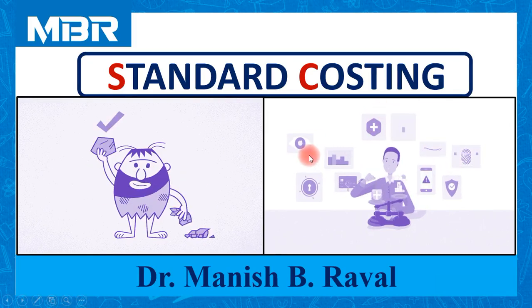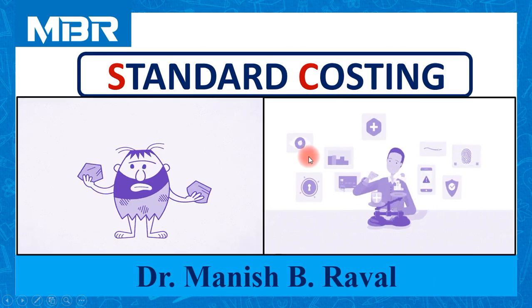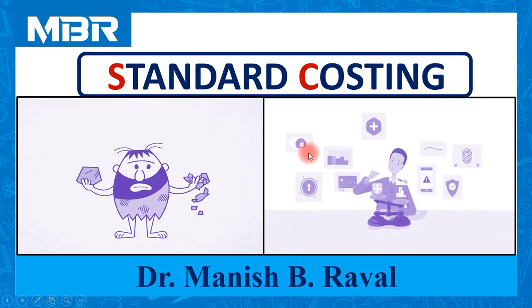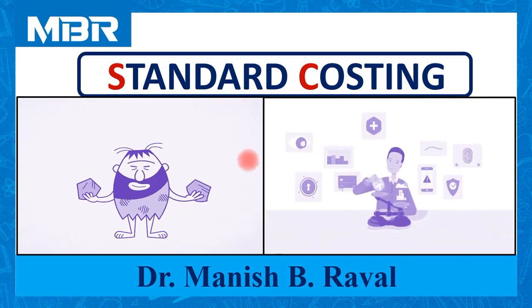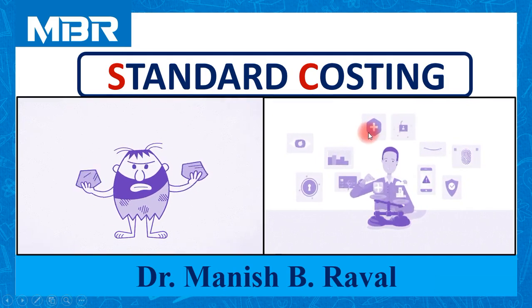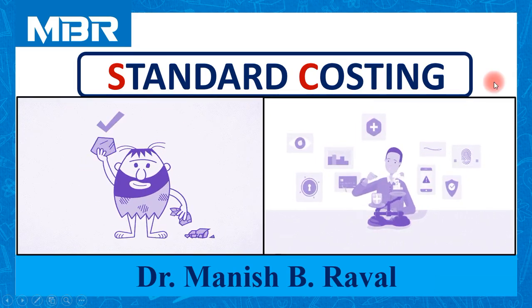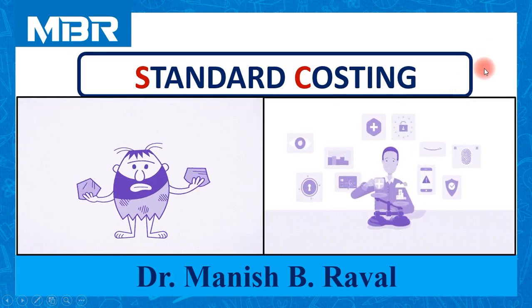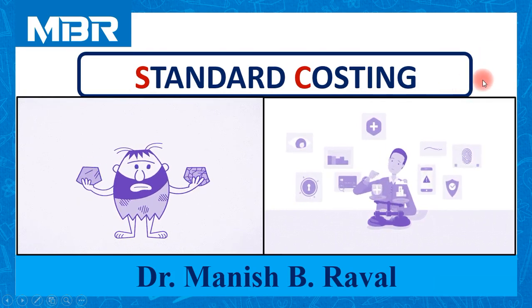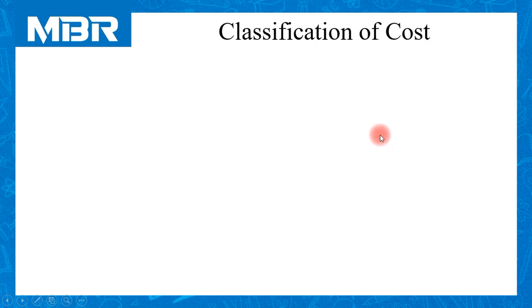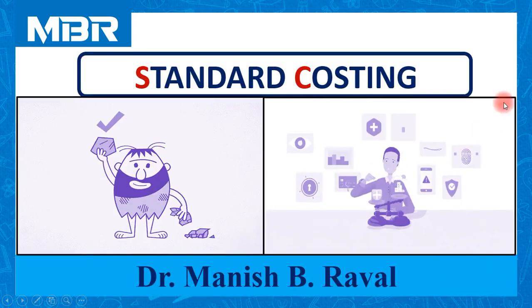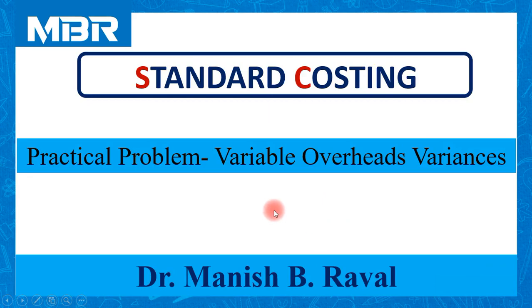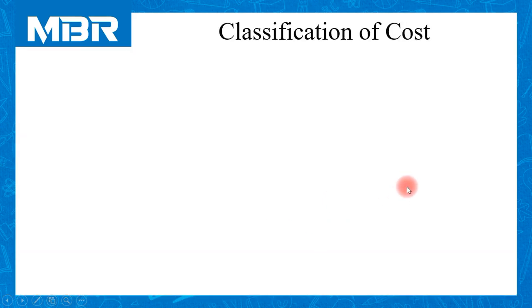In previous 10 sessions, I have discussed variances related to revenue, that is sales variance and sales margin variance. In this session, I would like to start one more area of learning, and it is all about variance related to variable overheads. Before learning variable overheads, it is necessary for you to learn classification of cost.